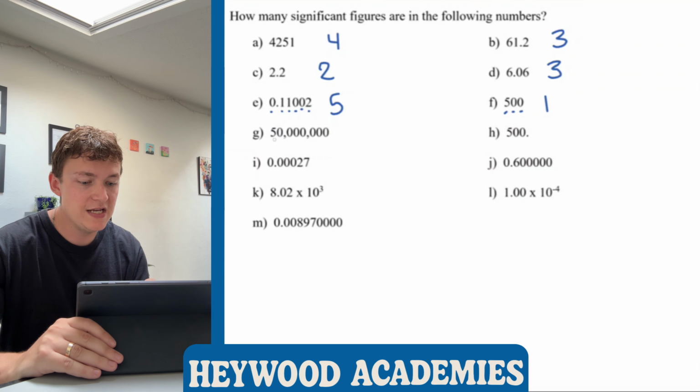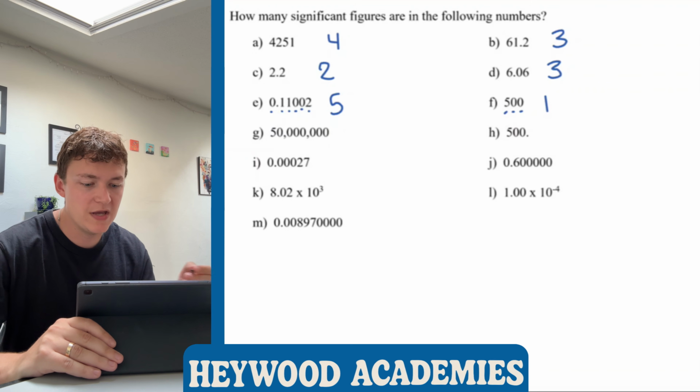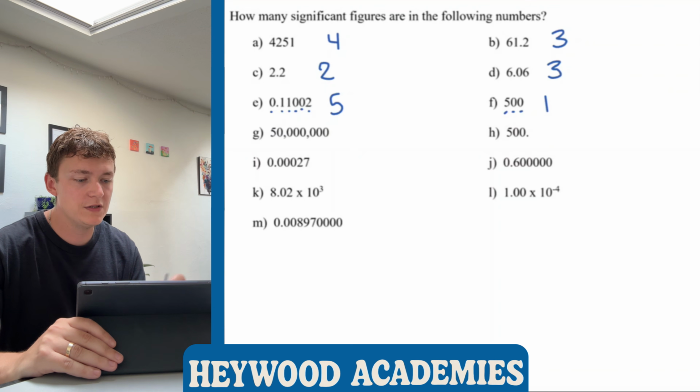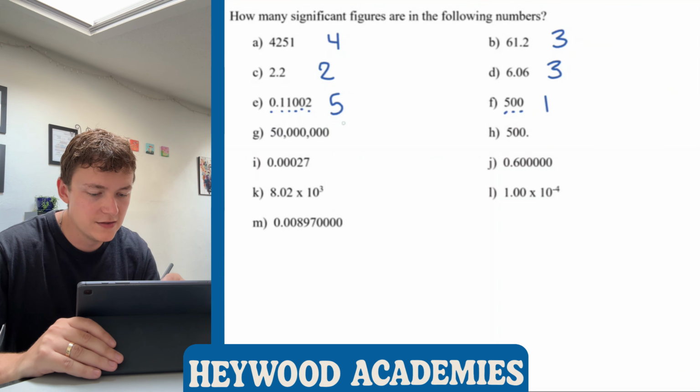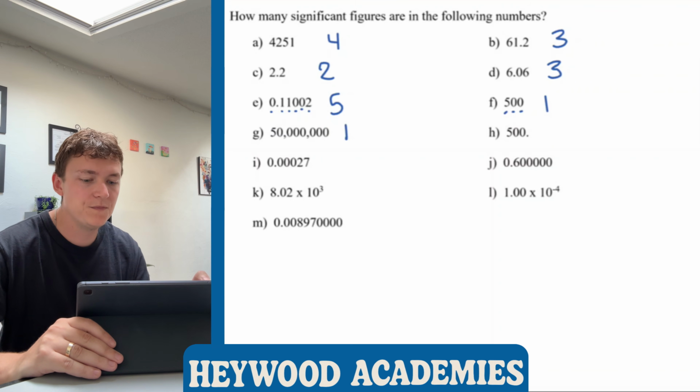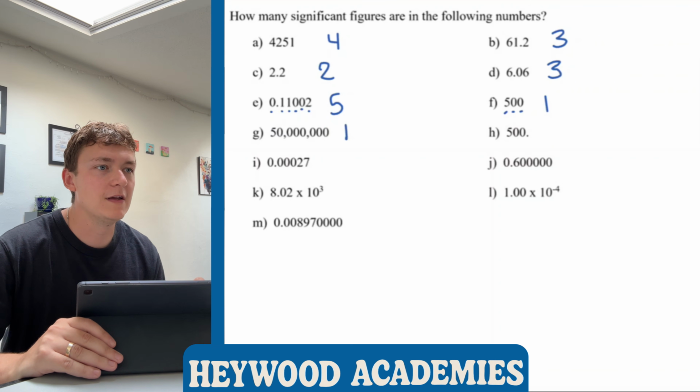So the same deal with G. This next measurement that we have is 5 and a whole bunch of zeros after it. So all of those zeros do not count. The only one that counts is the one at the very beginning, the 5. So again, we have one significant figure.